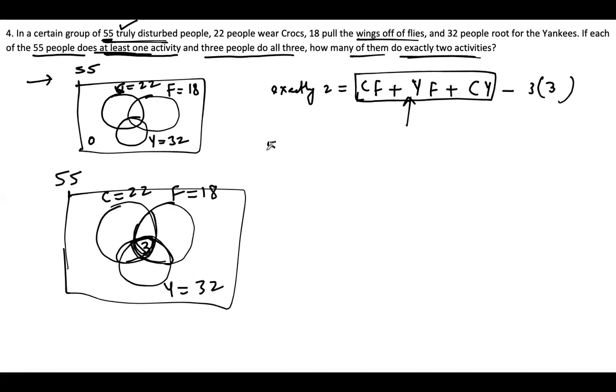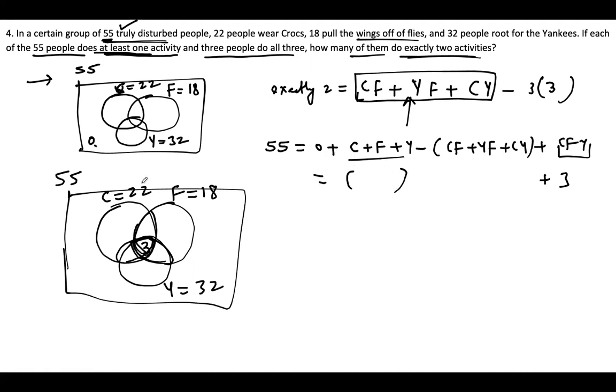Total: can I write 55 is equal to none, which is 0, plus C plus F plus Y, again the same thing, minus CF plus YF plus CY, plus all 3, CFY. CFY I know is 3. What is C plus F plus Y? Quickly calculate. 22 plus 18 is 40, so 72. 72 minus this is what I want. So 72 plus 3 is 75, and 55 is there.